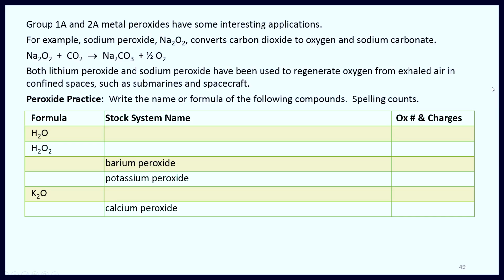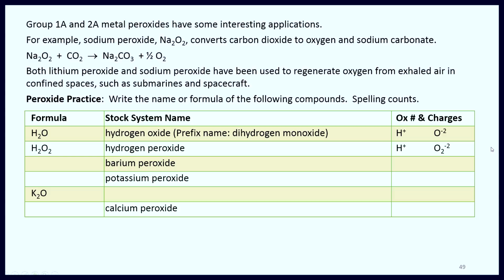So let's get a little practice here. The first compound, of course, is water, but the stock system name is hydrogen oxide. The prefix name is dihydrogen monoxide. Okay, what about H2O2? What's the stock system name of that? Well, that's hydrogen peroxide. Notice the O2 negative 2 anion.